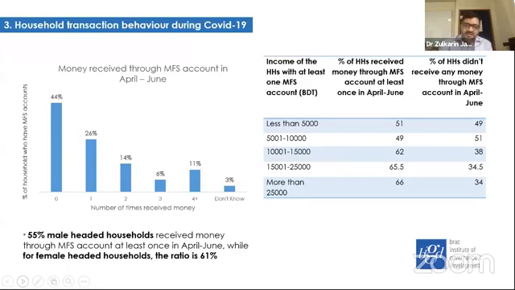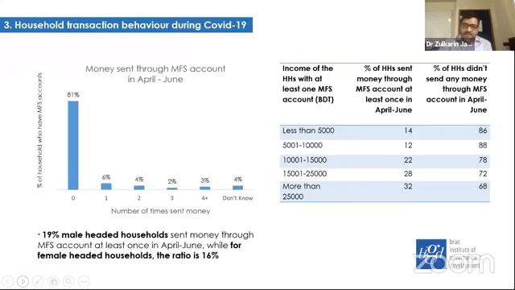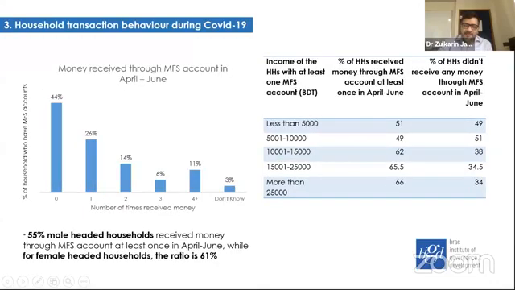So we wanted to see the income distributions of the recipients as well, where we have seen that for less than 5,000, which is far below the income poverty line, 51% received money through MFS during April and June. It kind of increases from 5 to 10,000, when it's 49%, and it increases further when we go beyond 10,000, 15,000, it's 62, 65%, and it goes to 66. So from 15,000 onward, we can see a trend of increasing receipt of money. And when we try to understand the difference between male and female households, we have seen that male-headed households receive 55% and female-headed households receive 61%. There is a slight increase in female-headed households as well.